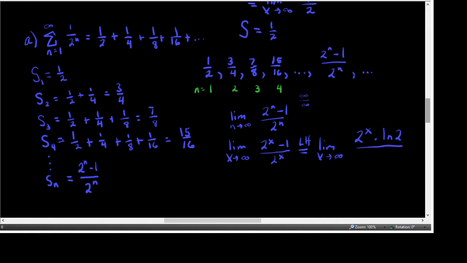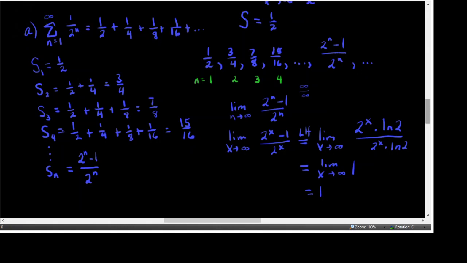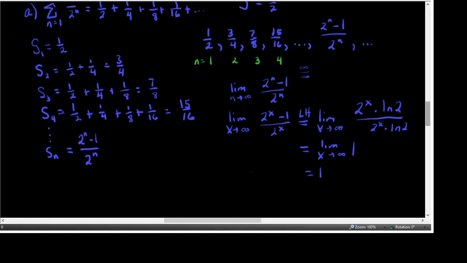And the derivative of 2 to the x is 2 to the x times natural log of 2. Algebraically, that simplifies to be 1. And the limit of the constant is that constant. So that implies that this series has a sum of 1.